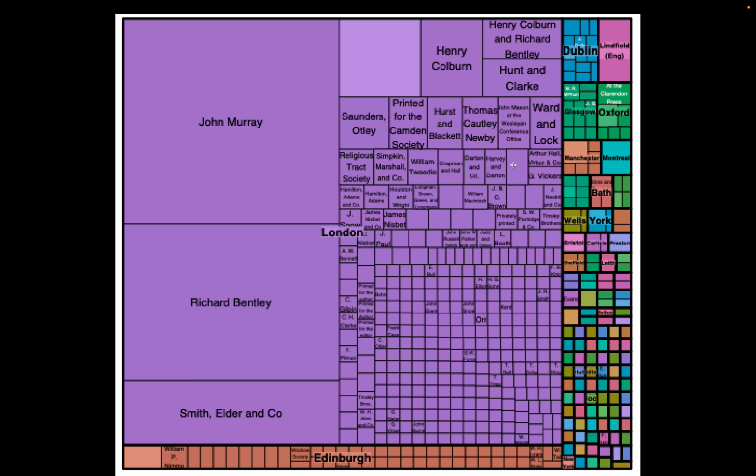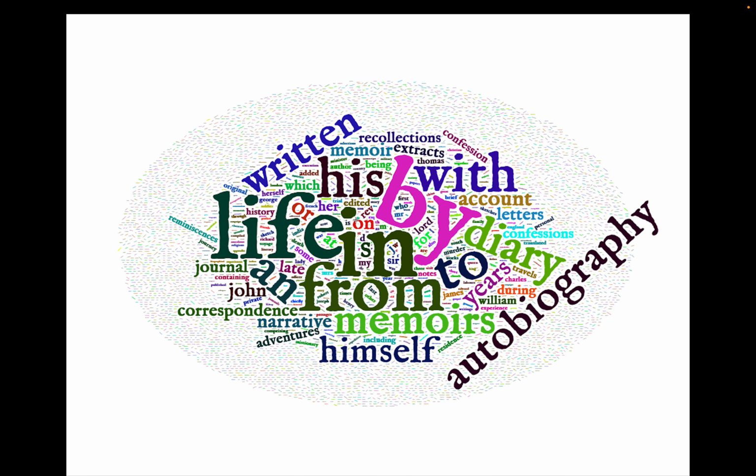And then we drilled down into the place names. So all the purple squares here are London. And then within London, we have the names of the publishers. So the most frequent publisher was John Murray. And this is just a screenshot, but in the original version, if you hover over a square, it gives the name of the publisher. And then here's a word cloud.